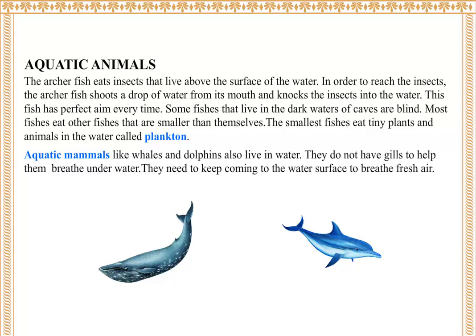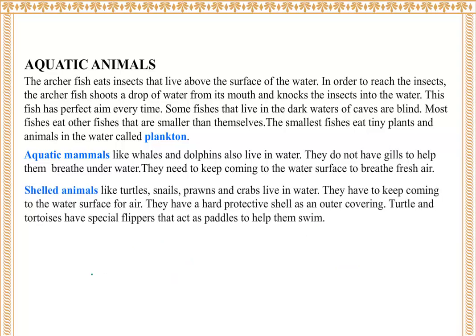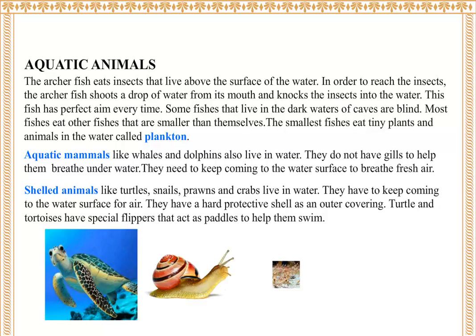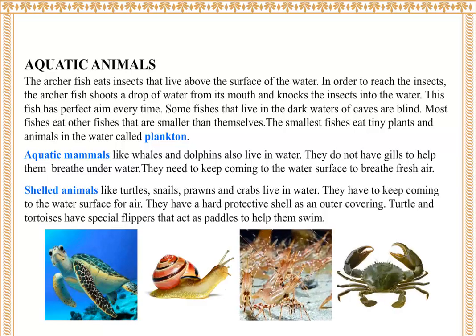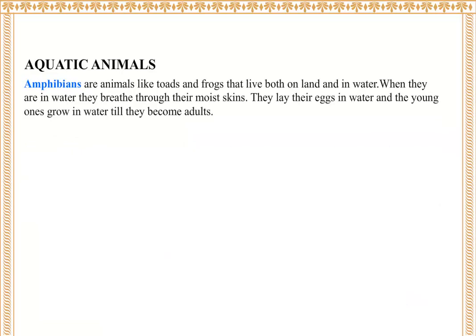They do not have gills to help them breathe underwater. They need to keep coming to the water surface to breathe fresh air. Shelled animals like turtles, snails, prawns and crabs live in water. They have to keep coming to the water surface for air. They have a hard protective shell as an outer covering. Turtles and tortoises have special flippers that act as paddles to help them swim.